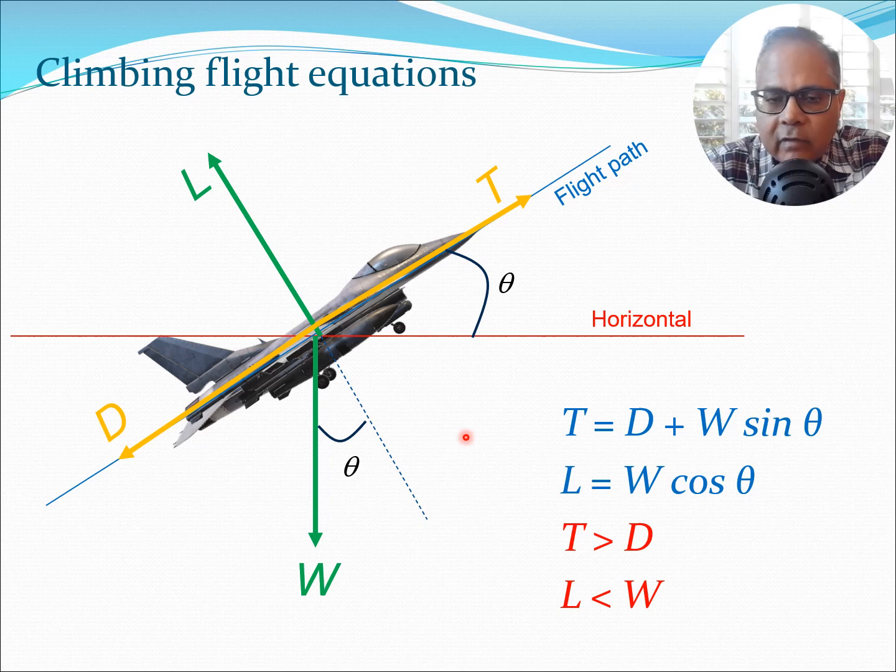But now if we are in climbing flight, we see that thrust is greater than the drag and also the lift is lower than the weight from these equations. That's the general situation if theta is any given angle. So one of the things we can immediately see from this equation is that you are going to be able to climb only if the thrust is greater than the drag. So essentially thrust is going to play a very important role in developing a good rate of climb for the aircraft.